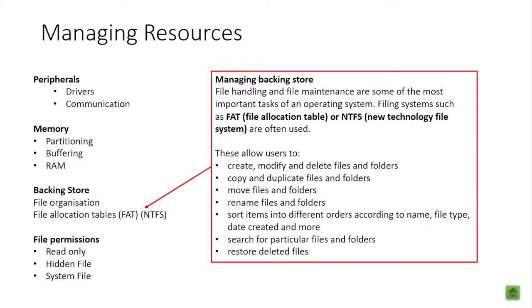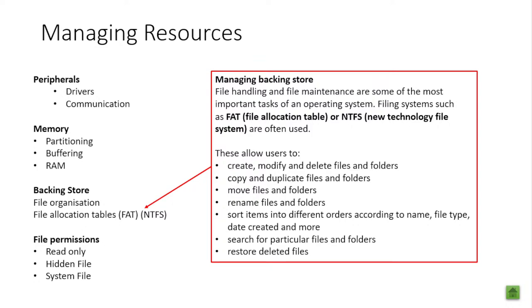So here we have our backing store. So the operating system manages the backing store and it does it through file handling and file maintenance. And they're some of the most important tasks that the operating system does. So we have filing systems that manage where things are stored. It's like an address book for where information is stored on your secondary storage device.